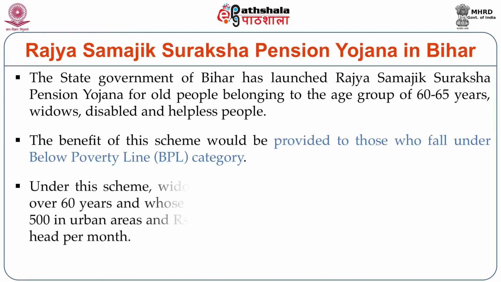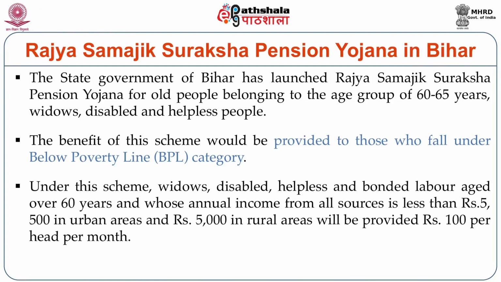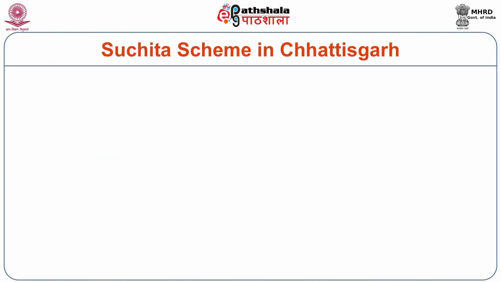scheme. Under the scheme, widows, disabled, helpless and bonded labor aged over 60 years and whose annual income from all sources is less than 500 in urban areas and less than 5,000 in rural areas will be provided ₹100 per head per month. Shuchita scheme in Chhattisgarh state.